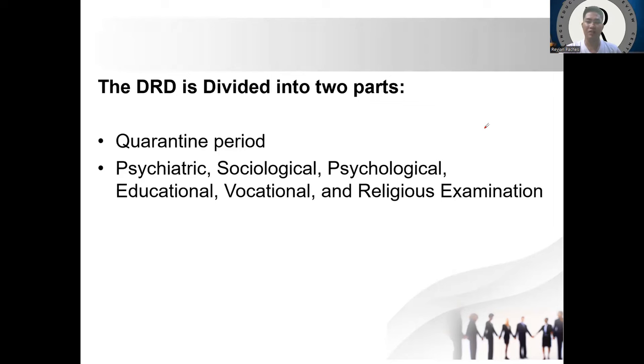Yes, 5 days, but of course the 55 days, the total is 60 days. We will also get to that, class, when we reach non-institutional correction, we will recite or repeat it there. Basically it should not exceed 60 days. Then of course, after the quarantine period comes the psychiatric, sociological, psychological, educational, vocational, and religious examination, where all aspects or areas are tested to improve the inmate or sentenced individual.